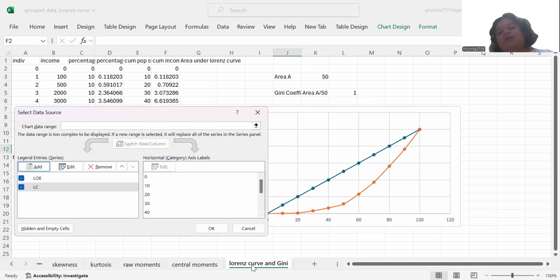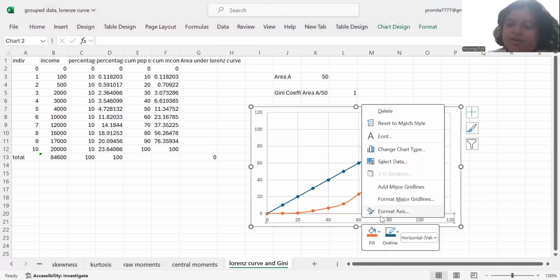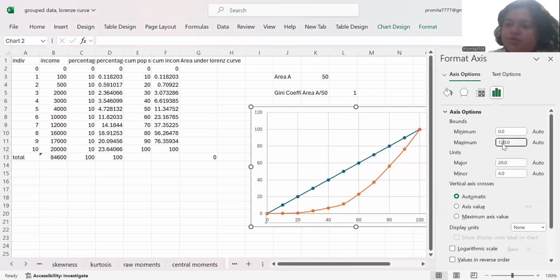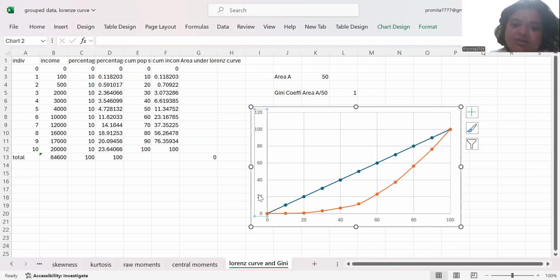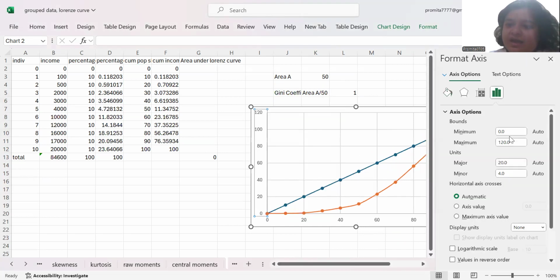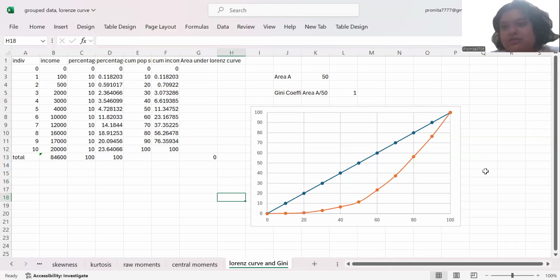Okay, so this is my Lorenz curve. And then we will format the axis a little bit because we don't want this blank area anywhere. So we format the axis, and the maximum should be, instead of 120, the maximum should be 100 in both the axes, both in x-axis and in y-axis. So here also we'll be formatting the axis. Okay, so this is my Lorenz curve. This is how I can make the Lorenz curve.